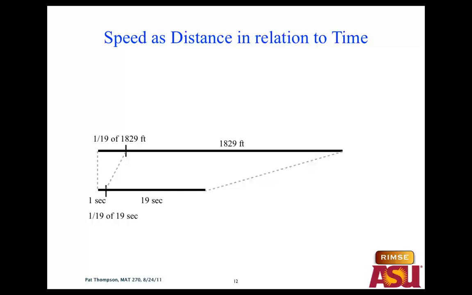How many generally did this? Oh, good, excellent. Okay, this is the idea. The first bar is going to be our total distance traveled, the second bar our total time. If we want to know how far in 1 second, we're first going to say that 1 second is 1/19th of 19. And therefore the distance traveled in that amount of time is going to be 1/19th of our total distance. All right, and what is that number? 96.3.